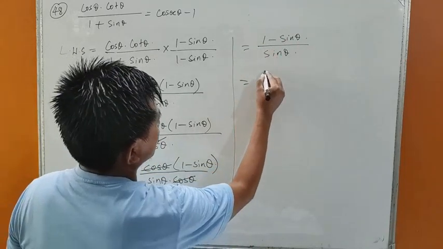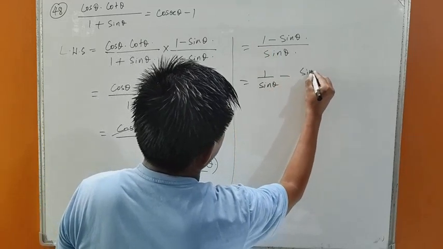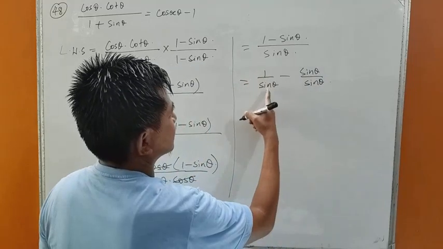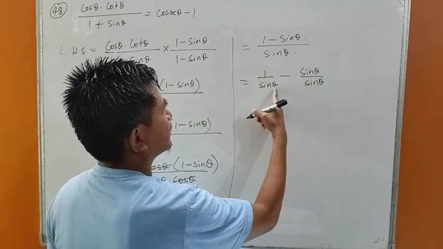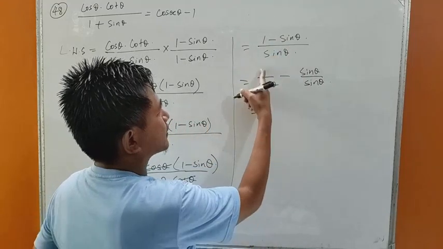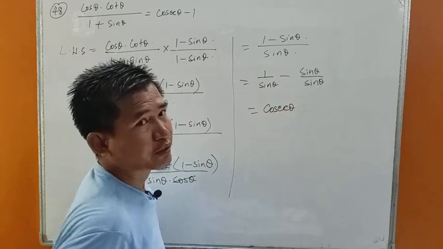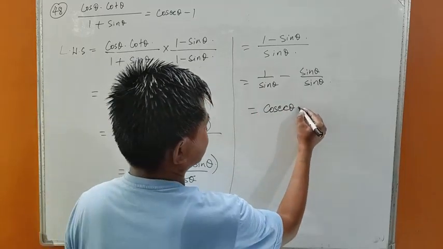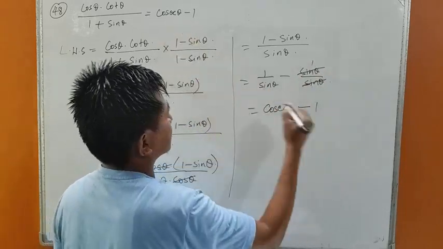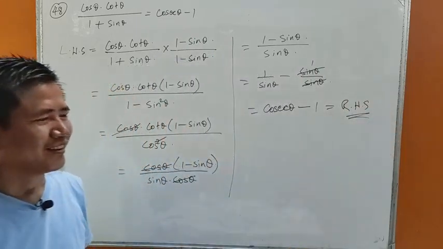So this is 1 upon sin theta minus sin theta upon sin theta, isn't it? Sin theta and sin theta, take the LCM, becomes sin theta. So 1 minus sin theta comes in the numerator. So 1 upon sin theta means cosec theta, because sin theta and cosec theta are the reciprocal of each other. So minus this sin theta and sin theta can be cancelled, so we have 1 here. So this is right hand side equals to RHS. Hence proved. I hope you got this.